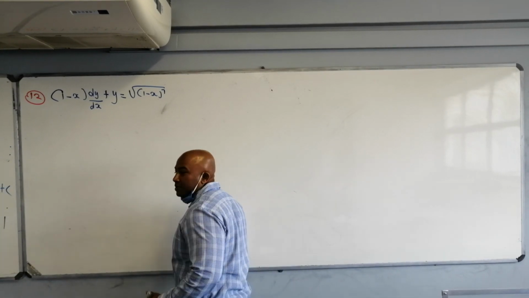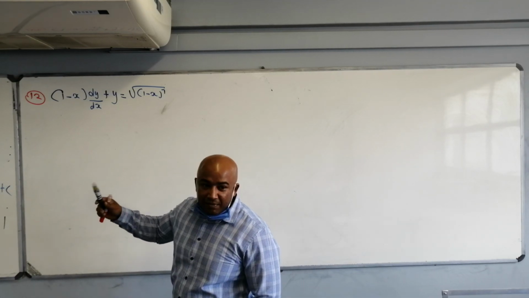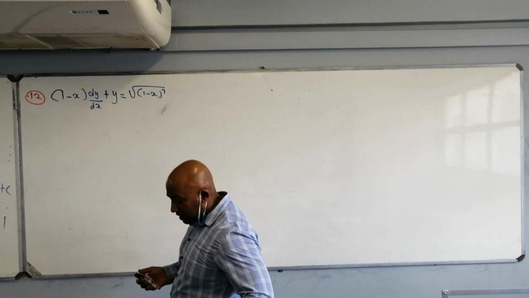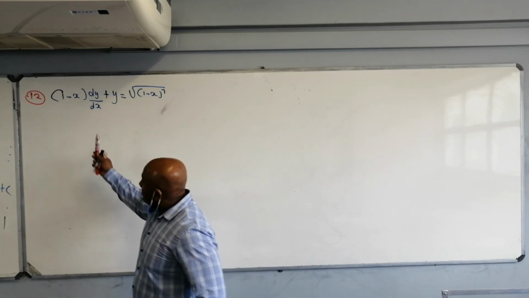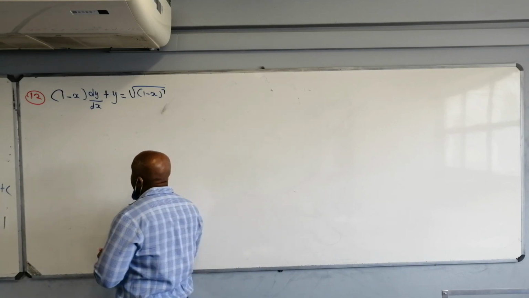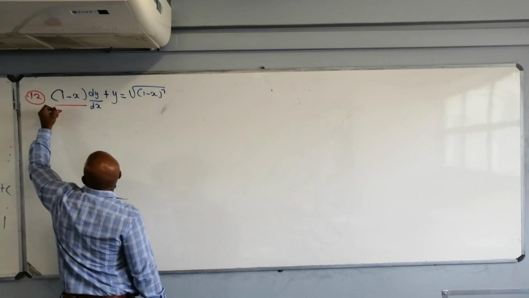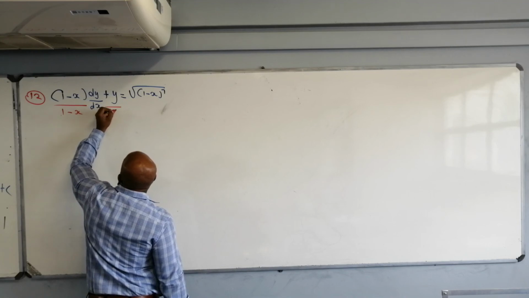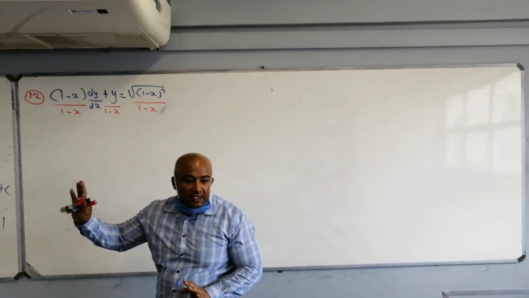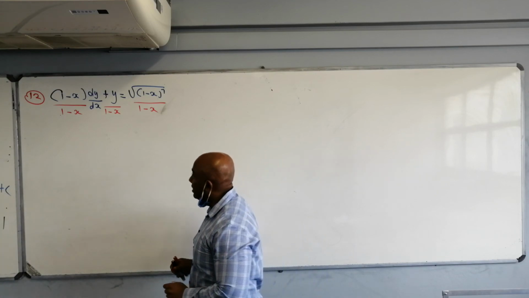Right, our next example, number 12. So we're back to y and x. The previous example was r and theta. So clearly this is not in standard form because we have the 1 minus x on the left in front of your dy over dx. So what we can do is divide both sides by 1 minus x. Remember, you need to divide every single term on the left, every single term on the right. Whatever you do on the left, you must do on the right.